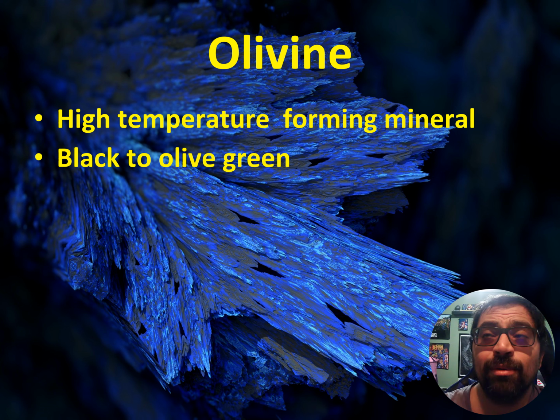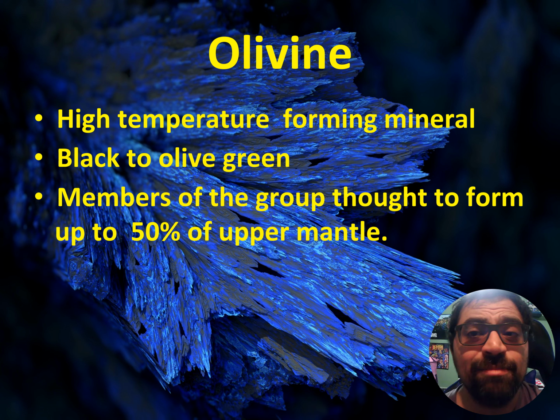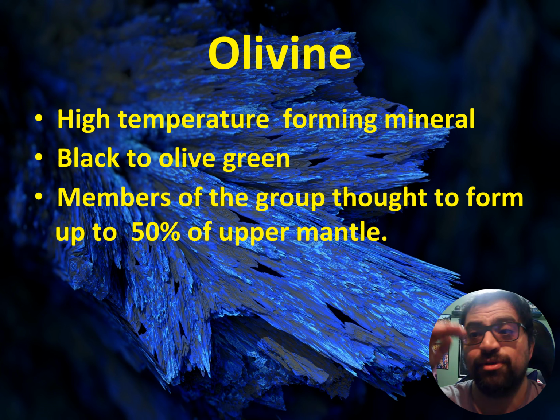Magmas that formed a long time ago, when the earth was much hotter, are going to tend to have had a lot more olivine in it. We do get it sometimes on the surface of the earth. And the colors can be from black to olive green, which makes sense because they're like the olives that people eat to this day. Members of the olivine group tend to form about 50% of the minerals in the upper sections of the mantle.